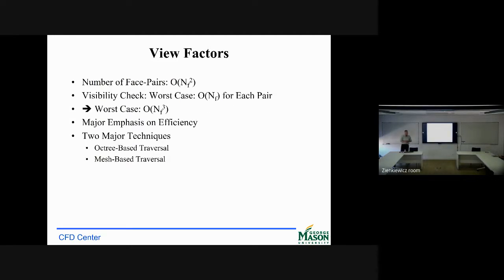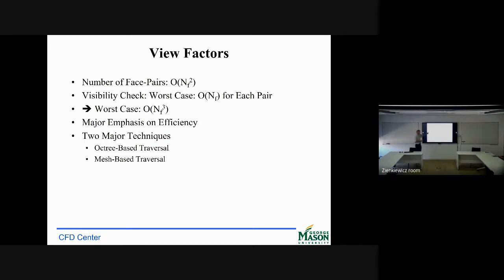So the number of face pairs that you need is n squared. So if you have 1 million, you're already at 10 to the 12. But now if you have to check any other triangle, if that triangle is visible from one triangle to another, it could be another factor of 10 to the 6. Okay, so this makes it impossible to calculate, even if you have a very large machine.